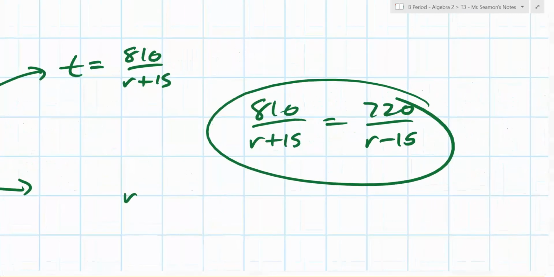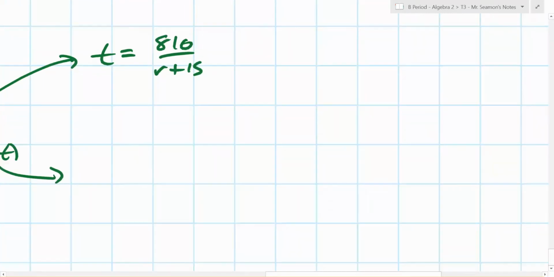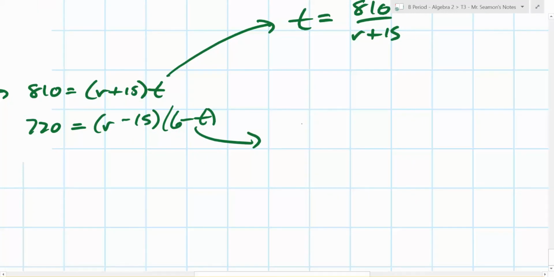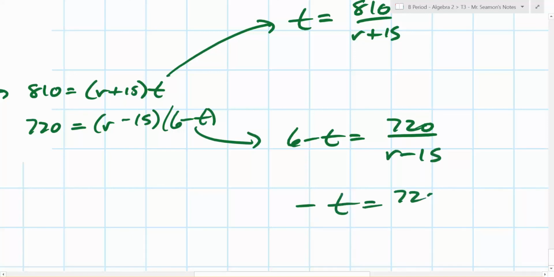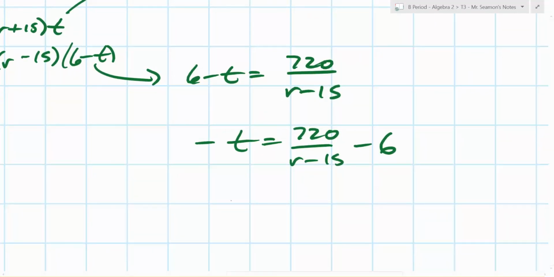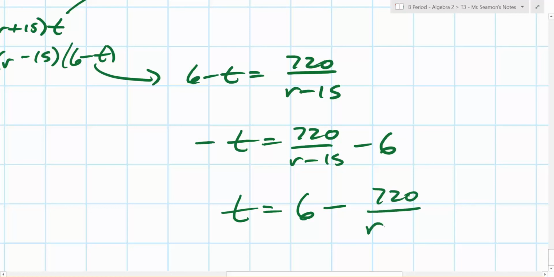So let me get rid of this. It's not 6 minus T. What is it? We have to be really careful about this, right? So we know 6 minus T is going to be equal to 720 over R minus 15. So we know that negative T is equal to 720 over R minus 15 minus 6. But we don't want negative T. What do we want? Positive. So we have T is equal to 6 minus 720 over R minus 15.